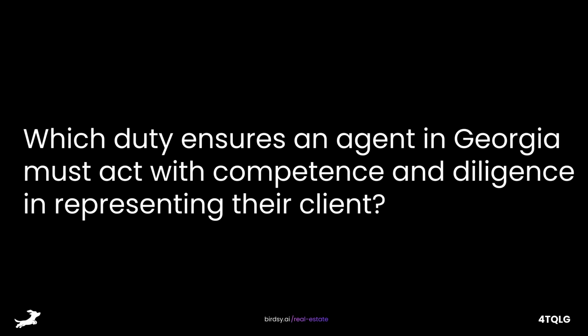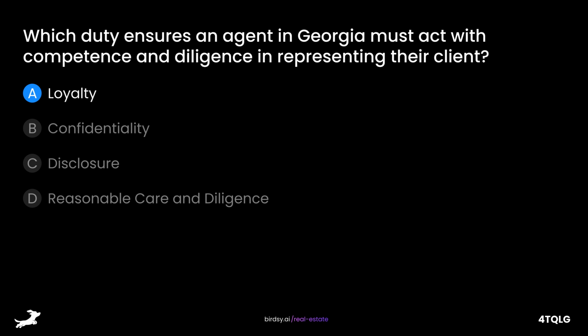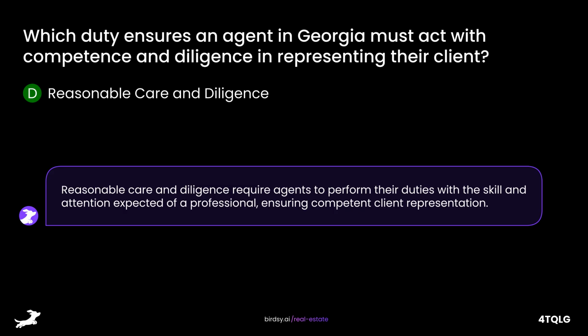Which duty ensures an agent in Georgia must act with competence and diligence in representing their client? Is it A. Loyalty, B. Confidentiality, C. Disclosure, or D. Reasonable care and diligence? The answer is D. Reasonable care and diligence. Reasonable care and diligence require agents to perform their duties with the skill and attention expected of a professional, ensuring competent client representation.